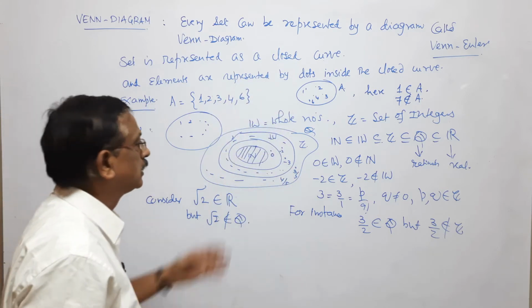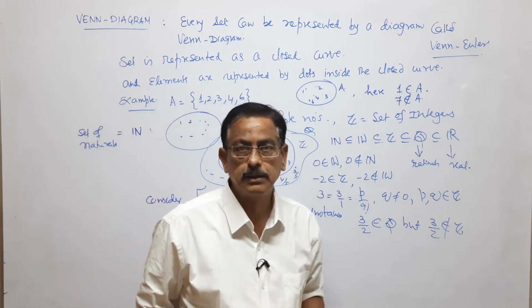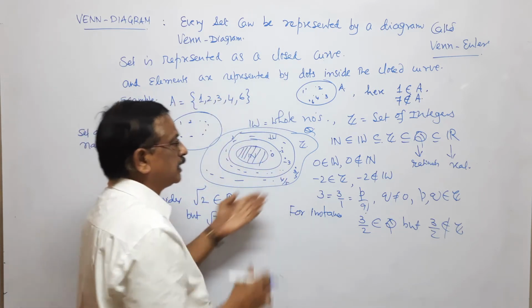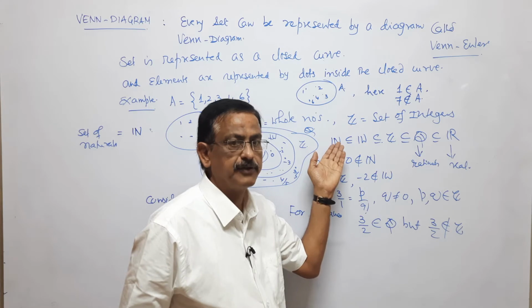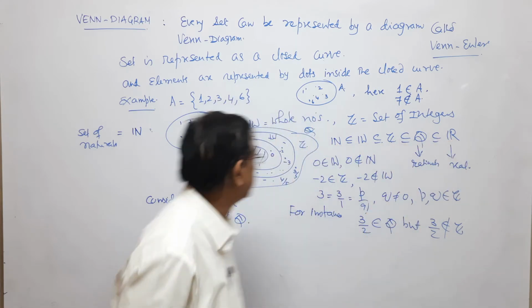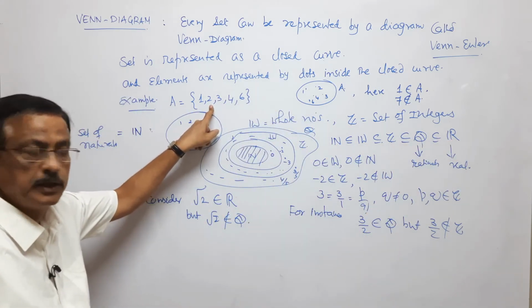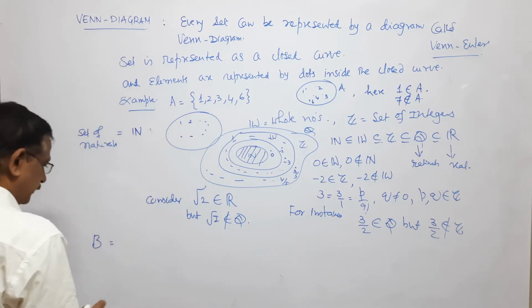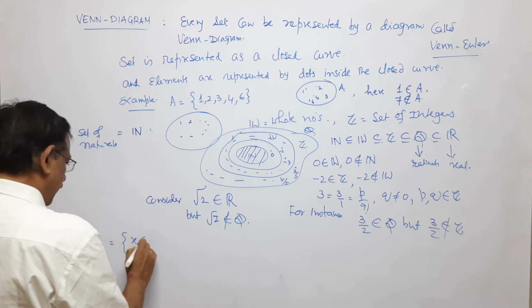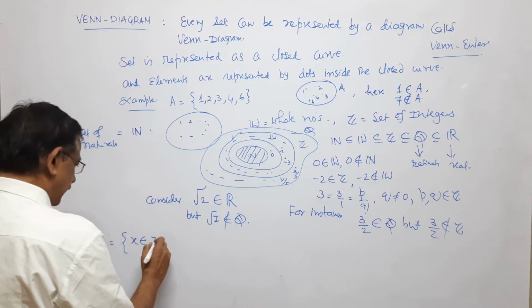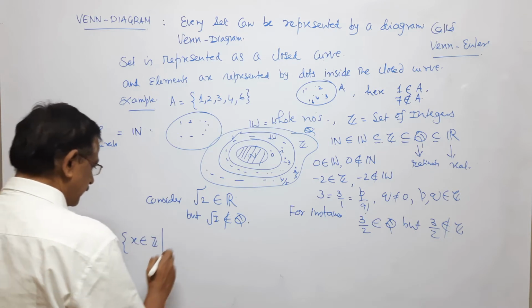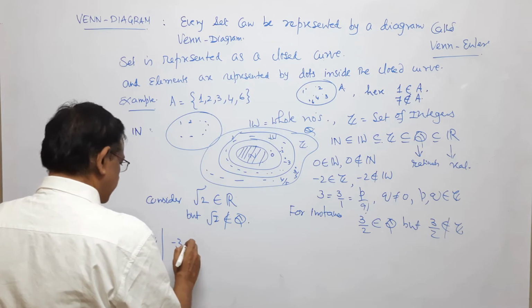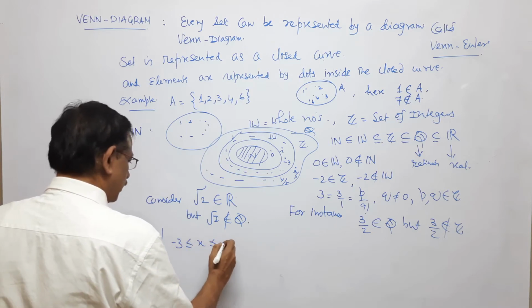These are all about simple infinite sets. Simple sets which are infinite. For example, N is an infinite set consisting of infinite number of elements. These are all infinite sets. This is a finite set. Now, I have one more example. I would like to write B is equal to the set of all x in Z, an integer, such that minus 3 less than or equal to x less than or equal to 7.